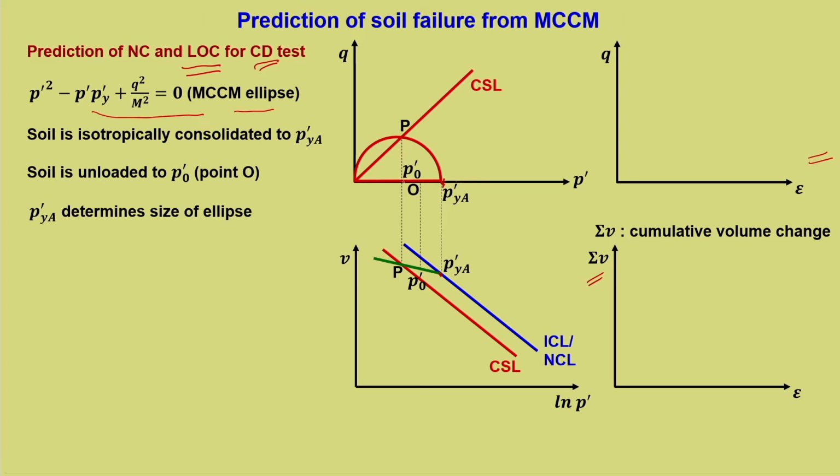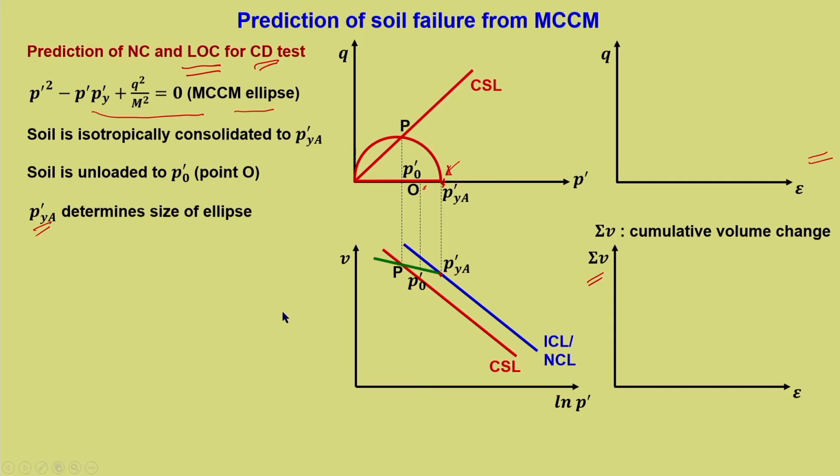So, now we are ready with the initial point, which is P naught dash. Now, we know from our previous discussion also, P dash yA determines the size of the yield curve, and we have also seen that these are the state parameters based on which the size of the yield curve gets determined, this one and Q. Now, P dash yA determines the size of the ellipse. So, the major axis is given by P dash yA. Now, this particular state P dash yA is NC and P naught dash is LOC, it is very clear.